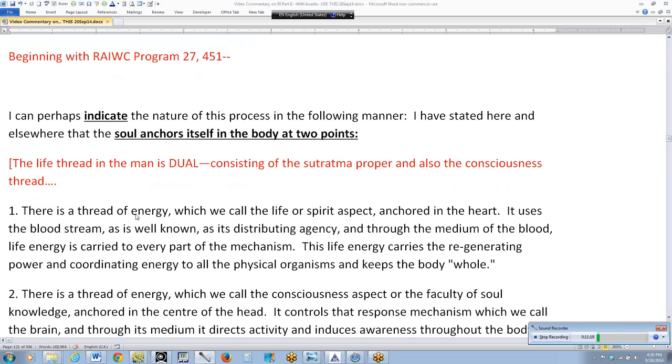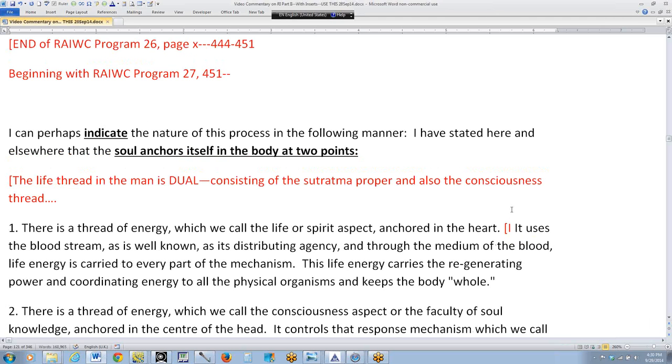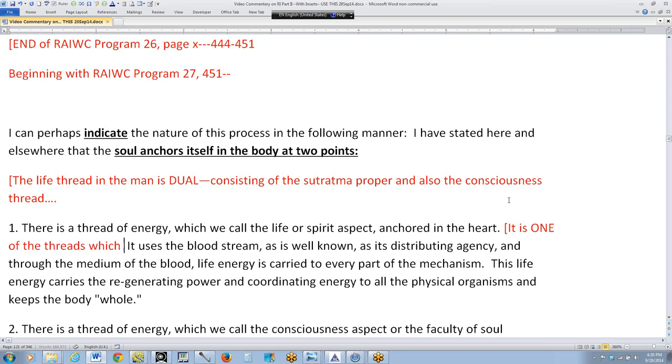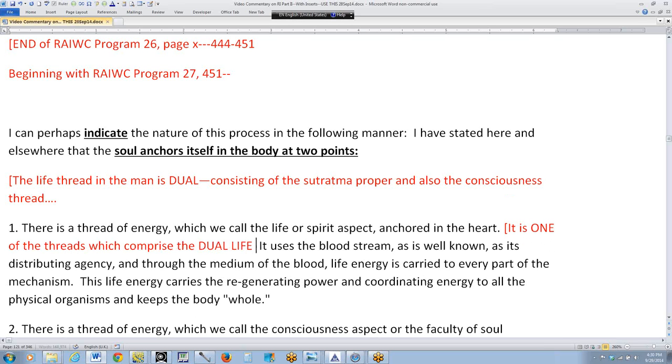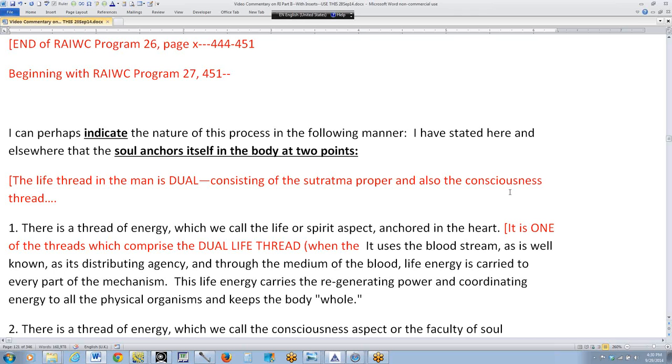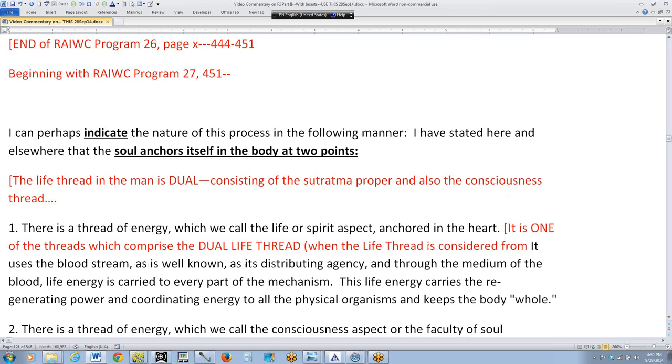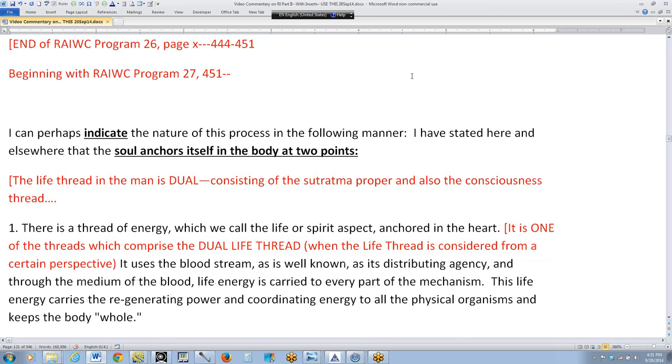There is a thread of energy which we call the life or spirit aspect, anchored in the heart, and it is one of the threads which comprise the dual life thread, when the life thread is considered from a certain perspective. "It uses the bloodstream, as is well known, as its distributing agency." The blood is carrying much more than simply the chemical properties. It's carrying vitality. And through the medium of the blood, life energy is carried to every part of the mechanism.